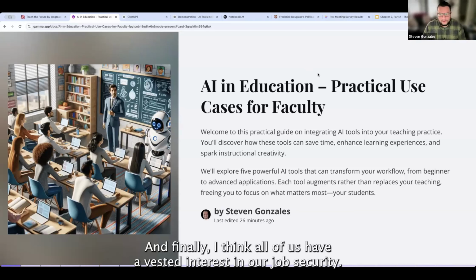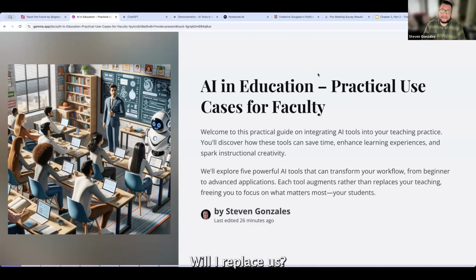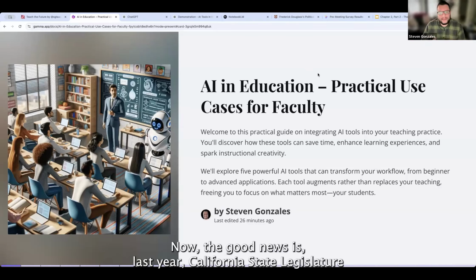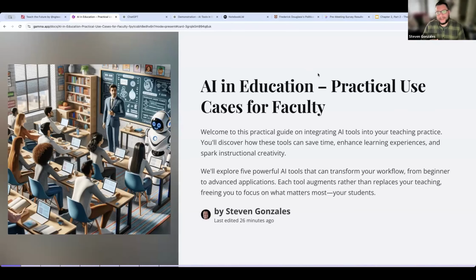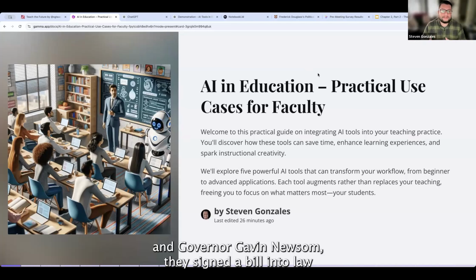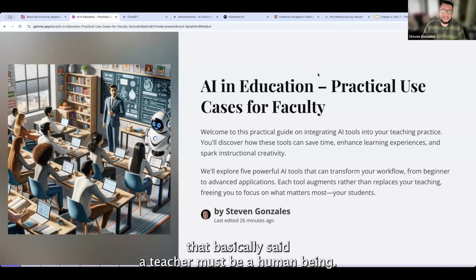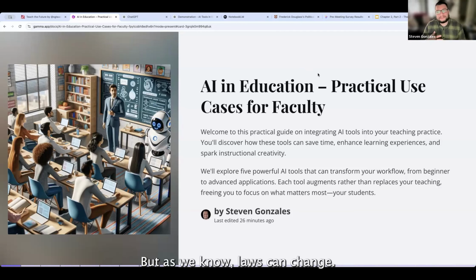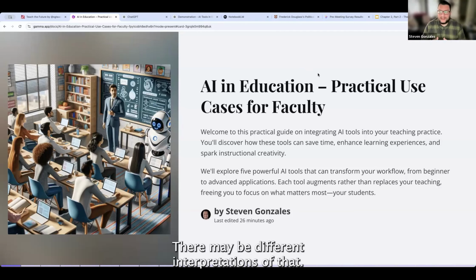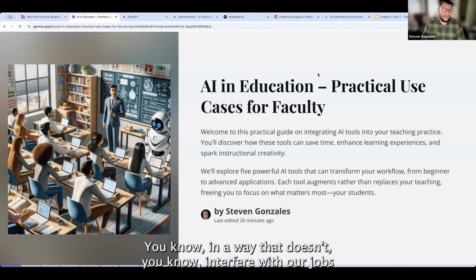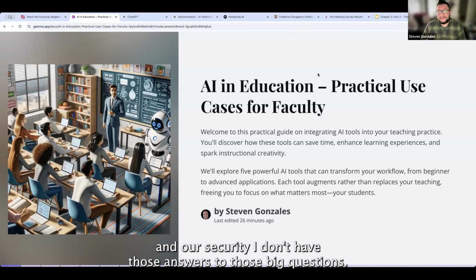And finally, I think all of us have a vested interest in our job security. Will AI replace us? Now, the good news is last year, California state legislature and Governor Gavin Newsom signed a bill into law that basically said a teacher must be a human being. But as we know, laws can change. There may be different interpretations of that. How do we stay above all of this new technology, in a way that doesn't interfere with our jobs and our security? I don't have those answers to those big questions.